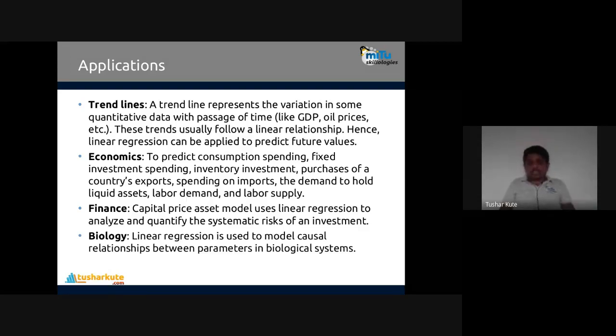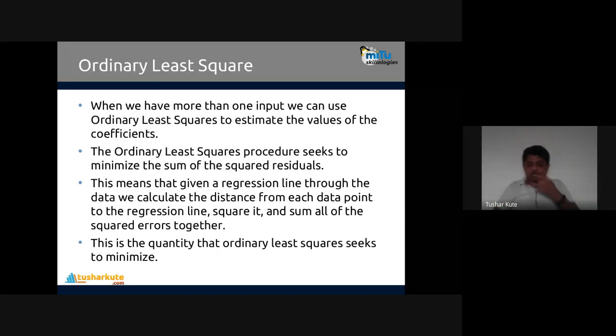It depends on the factors. In finance, the capital asset pricing model uses linear regression to analyze and quantify the systematic risk of an investment. In biology, it is used to model causal relationships between parameters in biological systems. So these are examples where we can use the linear regression model effectively to build a line and generate results accordingly.